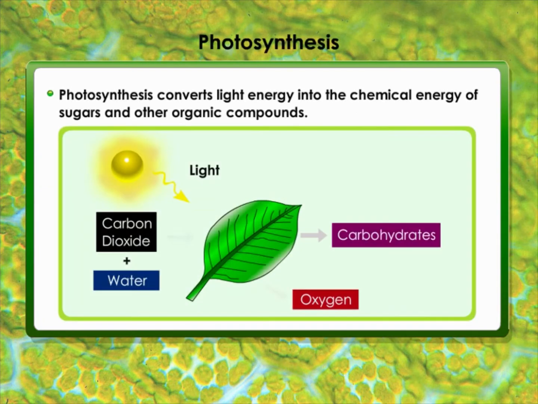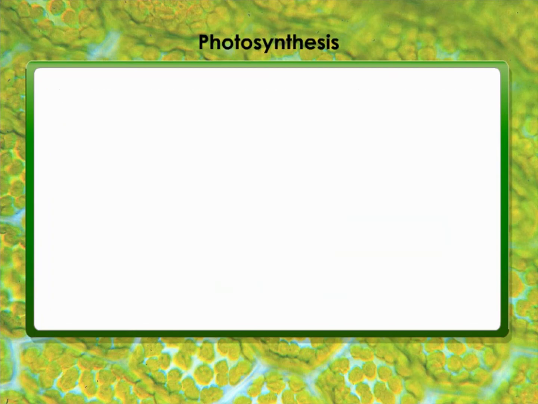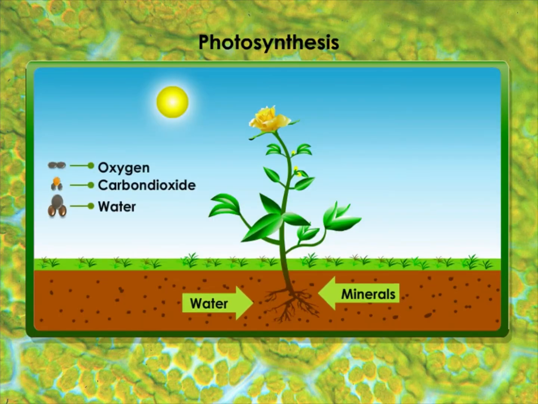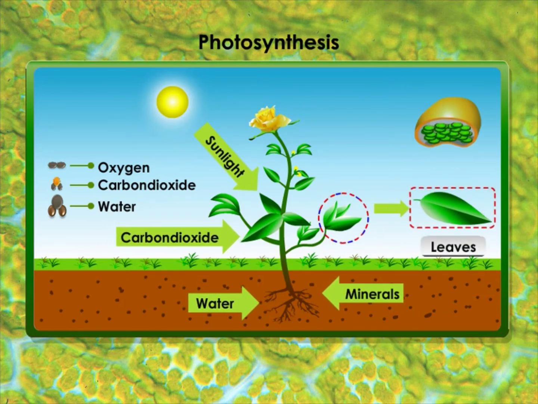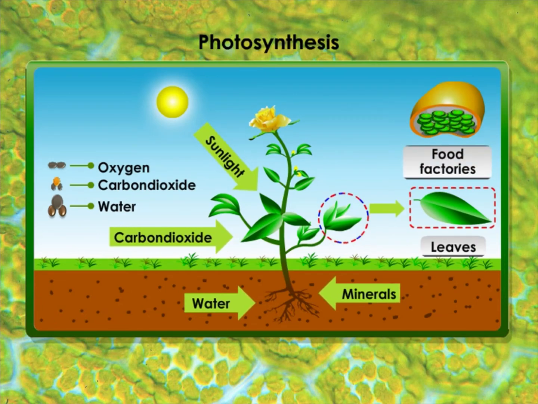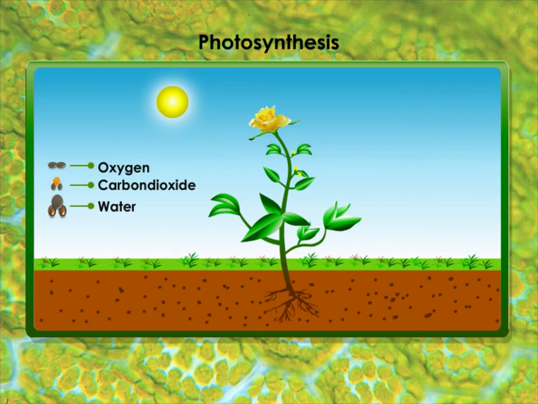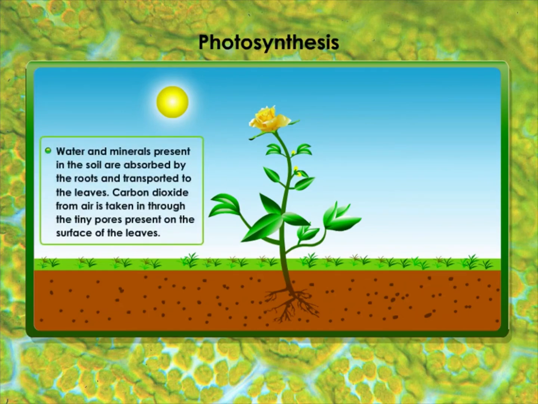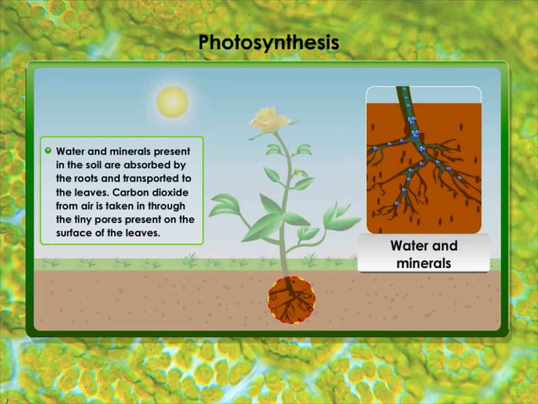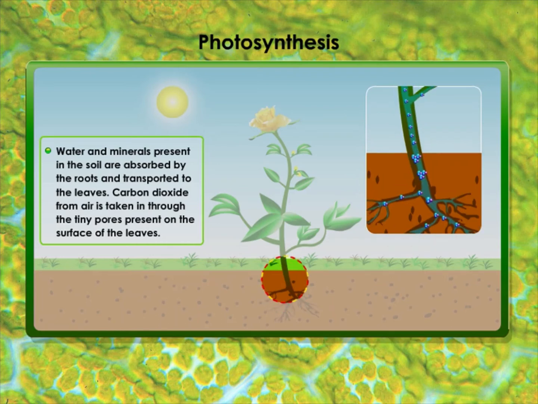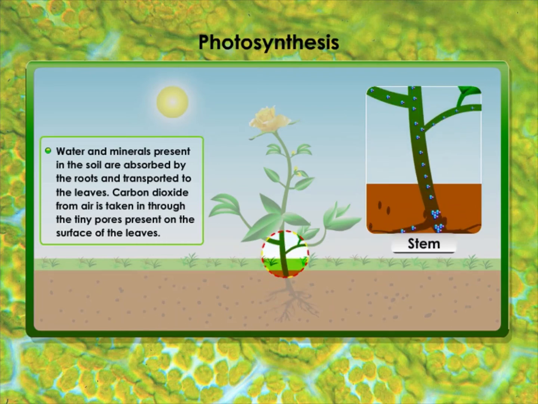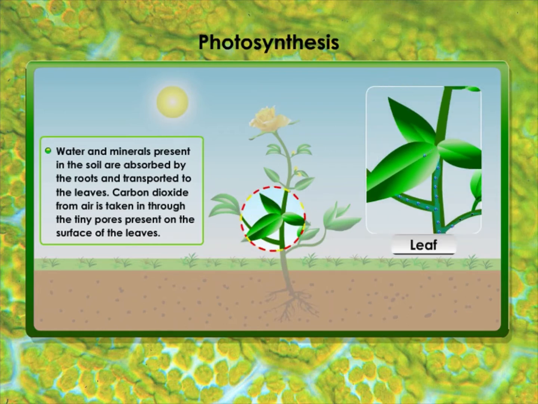Photosynthesis. Photosynthesis converts light energy into chemical energy of sugars and other organic compounds. The synthesis of food in plants occurs in leaves. Water and minerals present in the soil are absorbed by the roots and transported to the leaves. Carbon dioxide from air is taken in through the tiny pores present on the surface of the leaves.